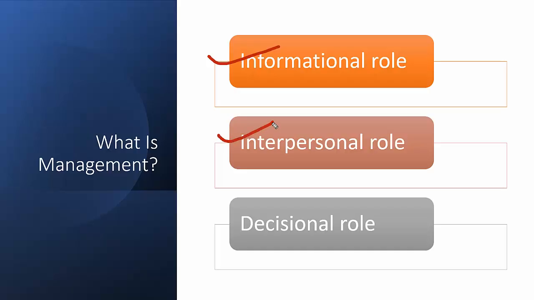Second is called an interpersonal role. Interpersonal roles are the ones interacting with superiors and subordinates. And third is called a decisional role. They are the ones who select from alternative approaches to resolve conflicts and everything.